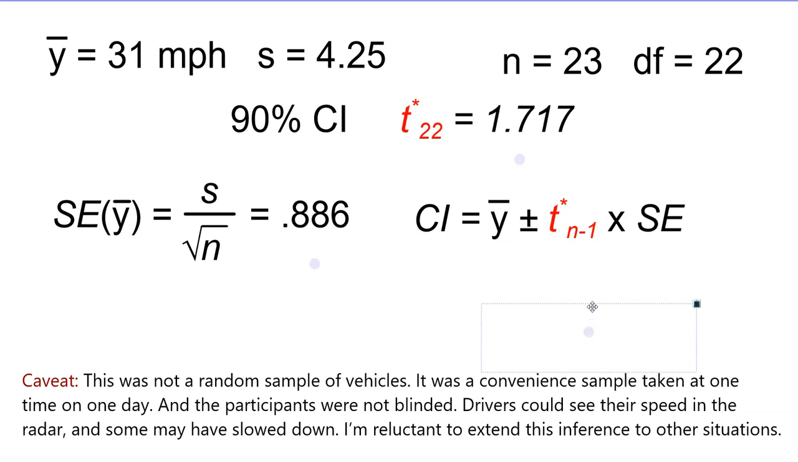All right, so our confidence interval is right there. We also would say a caveat that it was not a random sample of vehicles. It was a convenient sample taken at one time on one day, and the participants were not blinded. So drivers could see their speed in the radar, and some may have slowed down like I would have done. Of course, that's why they put those up there. So I'm reluctant to extend this inference to other situations. So we do need to be careful about extrapolating out to the rest of the population.